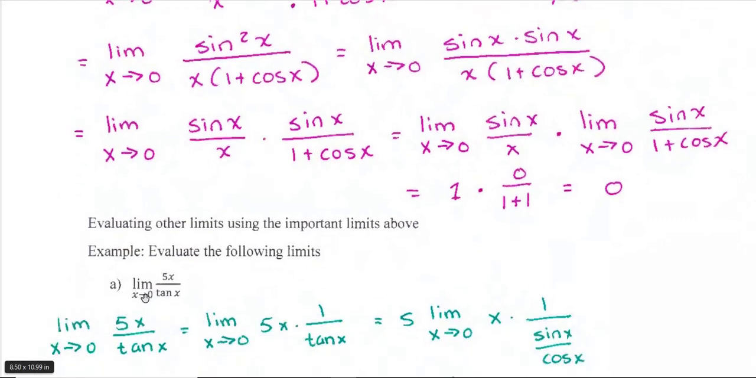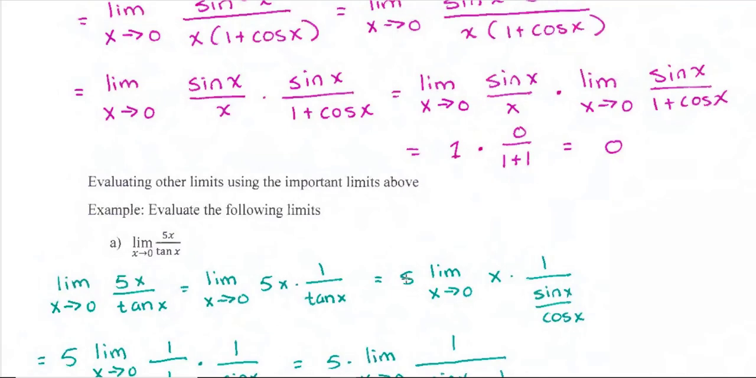So if we wanted to look at the limit as x approaches 0 of 5x over the tangent of x, tangent of 0 is 0, so that would give us 0 in the bottom, so we can't do direct substitution. But the limit as x approaches 0 of 5x over the tangent of x is the same thing as the limit as x approaches 0 of 5x times 1 over tangent of x. This 5 is a coefficient, I can pull it out. So I have 5 times the limit as x approaches 0 of x times 1 over tangent, which is sine over cosine.